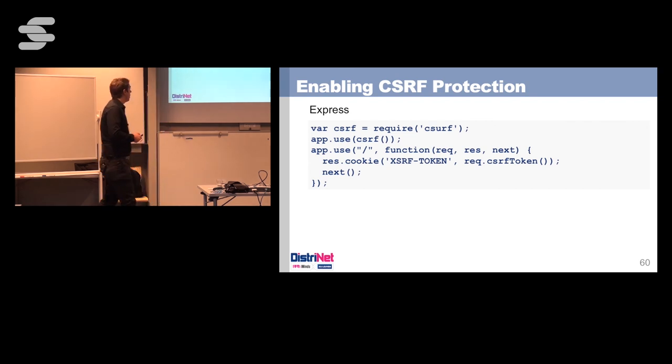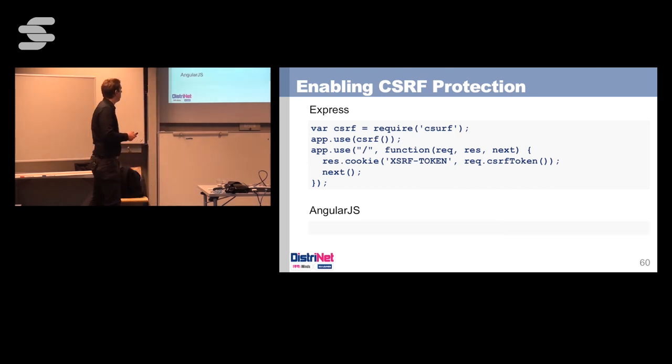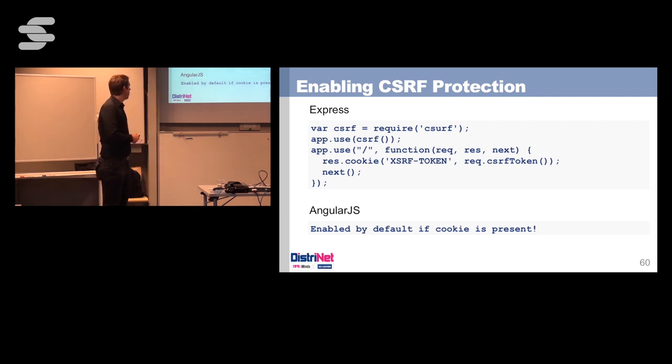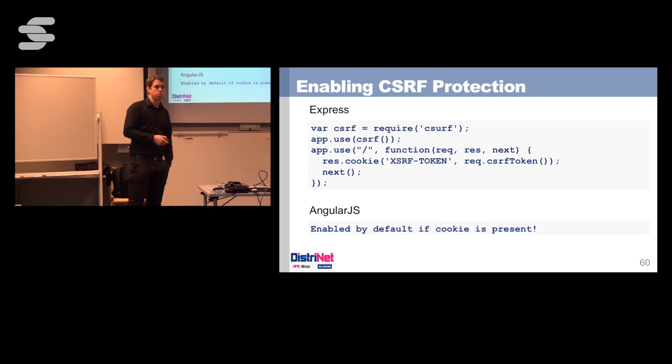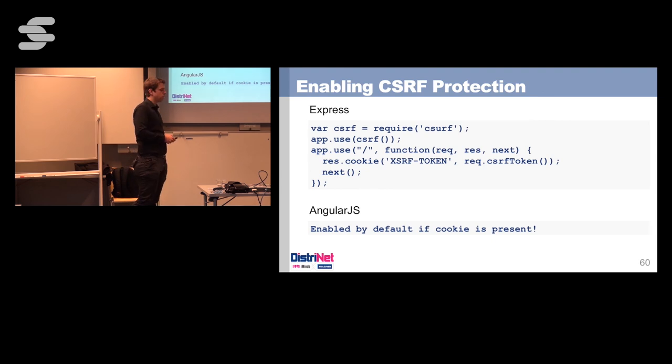How do you enable such a thing? For example, in the Express framework, which runs on top of Node.js, it's as simple as including the CSRF protection module and making sure that the CSRF token is sent to the client. This is fairly straightforward. How do you do it on the client side in AngularJS? You don't, because it's enabled by default. If AngularJS encounters this cookie, it will automatically copy it to the header associated with it, and you have CSRF protection. This is really straightforward to implement. So if you use cookies for authentication, that's definitely a good solution.